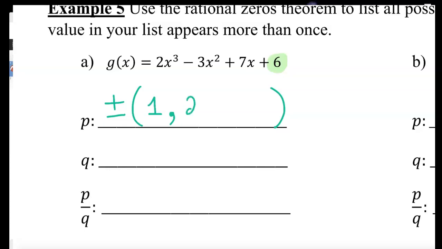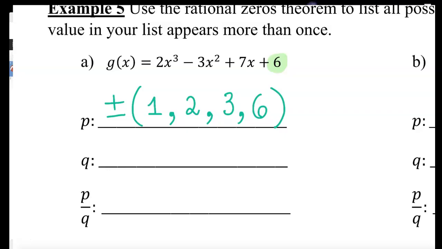2 can also divide 6 evenly, right? What about 3? Yup. What about 4? Nope. What about 5? Nope. The last number that divides 6 evenly is 6. So these are the numbers that we can divide 6 by with no remainder, a remainder of 0. These are the factors of our constant, and they are our P values.